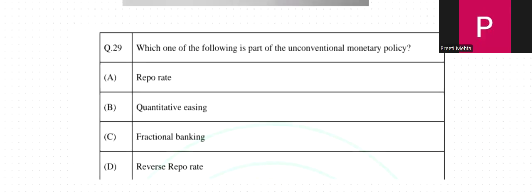So clearly, the unconventional tool among the options is B, the quantitative easing.